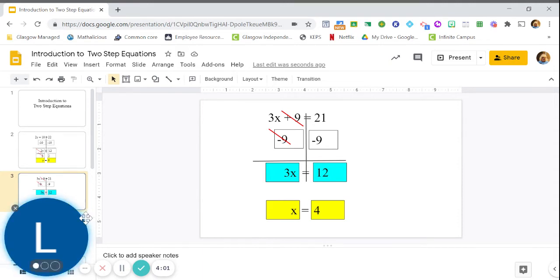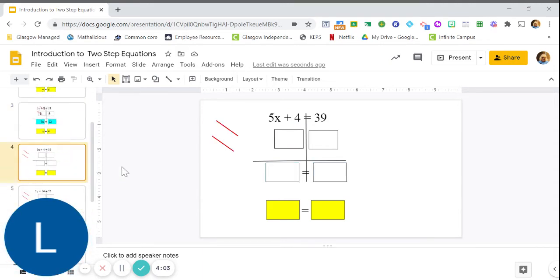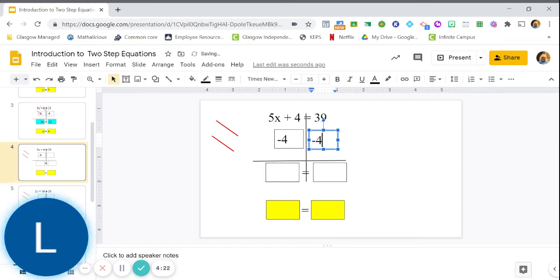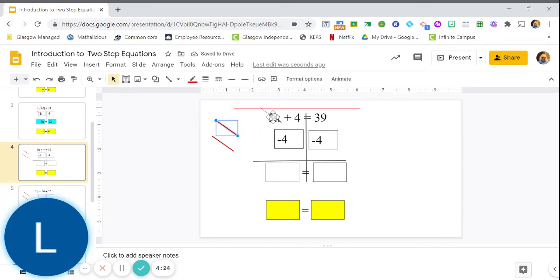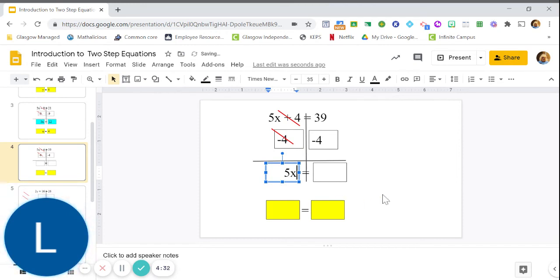I'm going to do one more. Okay, I want to get the x by itself. So the first thing I want to do is the opposite of adding 4, which is subtracting 4. And whatever I do to one side, I do to the other. These opposites cancel out and leaves me with 5x on the left side and 35 on the right side.